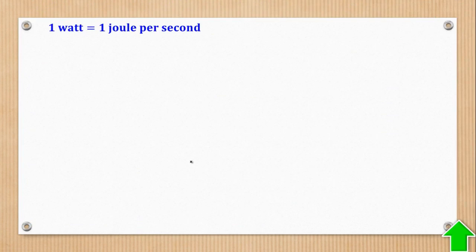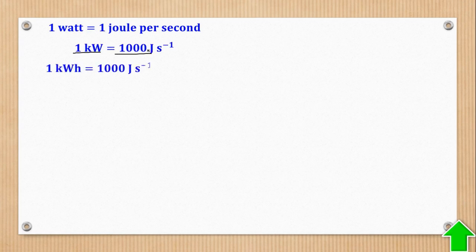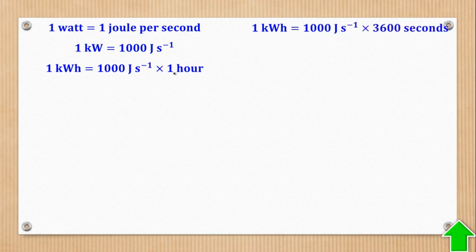Now we are going to derive what we shall be using to calculate the total cost for the energy consumed. We know that 1 watt is equal to 1 joule per second. Therefore 1 kilowatt will be equal to 1000 joules per second. That means that 1 kilowatt hour is equal to 1000 joules per second multiplied by 1 hour. When you convert hours to seconds, you know that 1 hour is equal to 3600 seconds, so you shall convert to give you that.